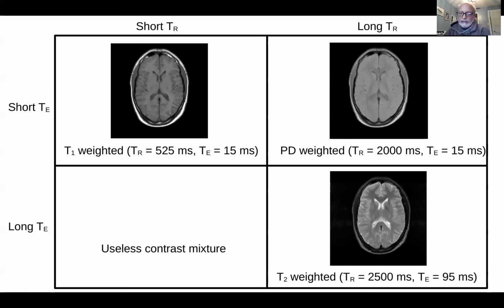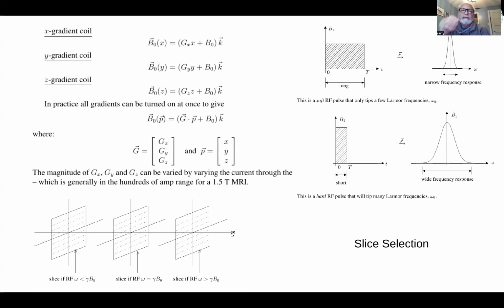Okay, so let's move on to imaging. And for imaging, we're going to add in those three gradient coils. Just see how much time we have. Oh, we're good. So we're going to add in the three gradient coils. And what they do is they modify the main field. So the main field strength is B0 here.